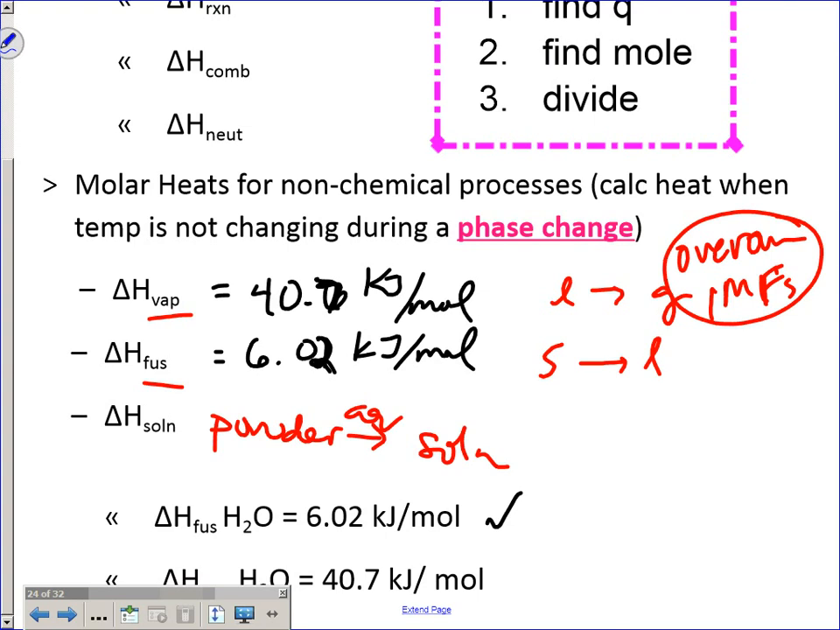Okay, so where's the system at? You or the pack? The pack. Is the pack losing energy or gaining energy? Losing energy. It's putting it out to the world, right? So is that exo or endo? Exo. All right, so delta H would be negative.